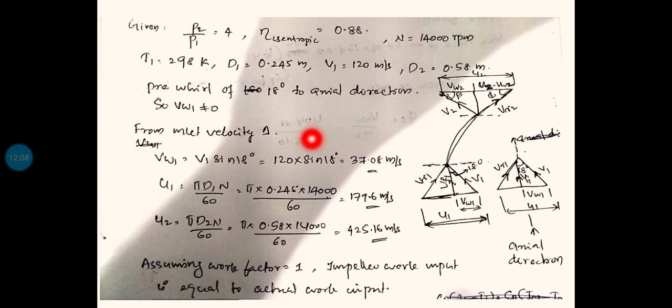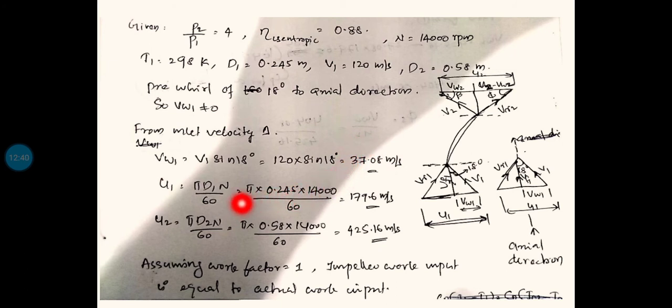From the inlet velocity triangle, we have VW1 equal to V1 sine 18 degree. See, this is 18 degree, so sine 18 equals opposite by hypotenuse, that is VW1 by V1. From that you will get VW1 equal to V1 sine 18. V1 is 120 meter per second, and sine 18 you can calculate from the calculator. So you will get VW1 equal to 37.08 meter per second.